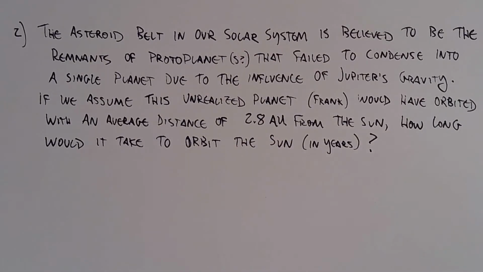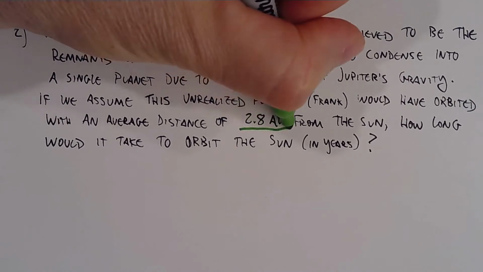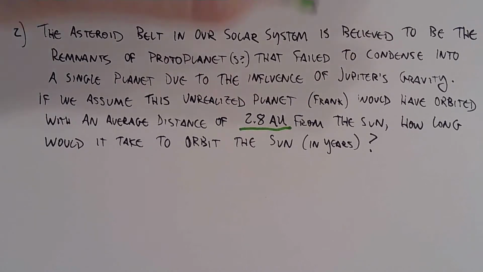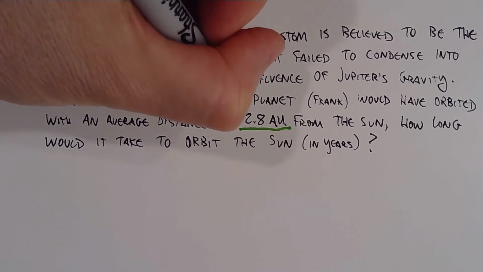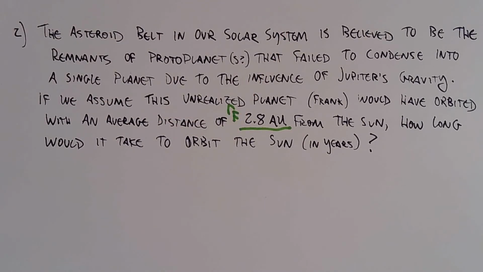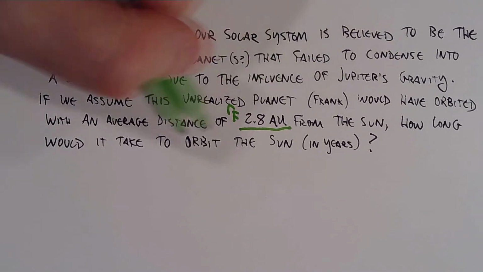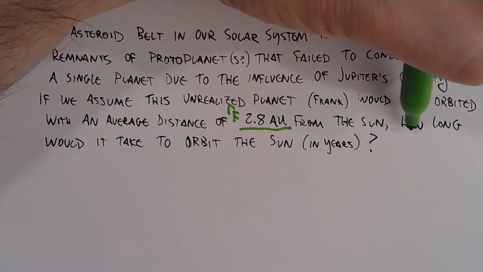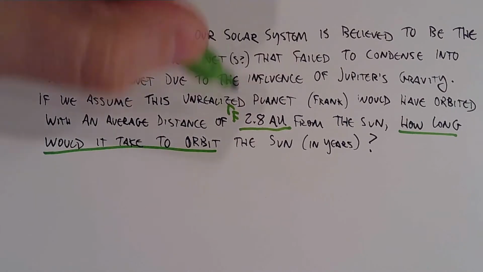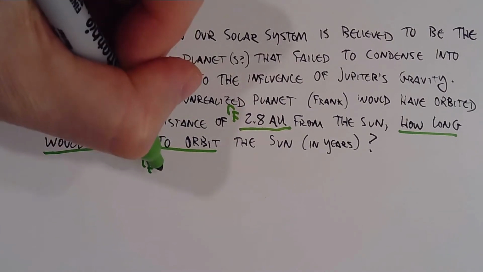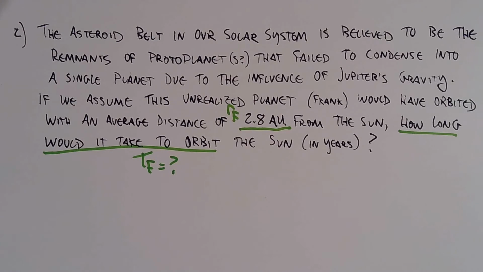Let's underline. This is going to be quick because they don't really give us a lot. This is the orbital radius of the missing planet. We're going to call that Frank. And we're looking for how long it would take to orbit. And that's going to be our period. But that's it. That's all they gave us. Not a lot to work with.